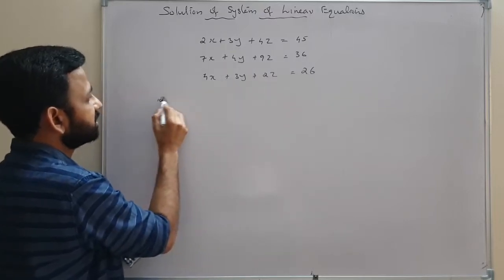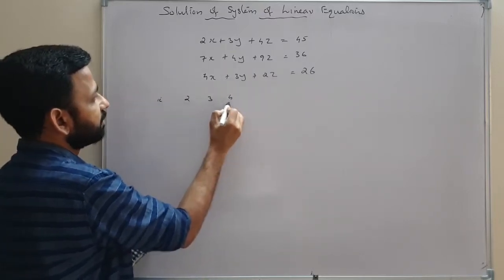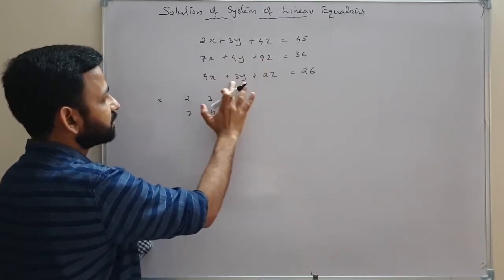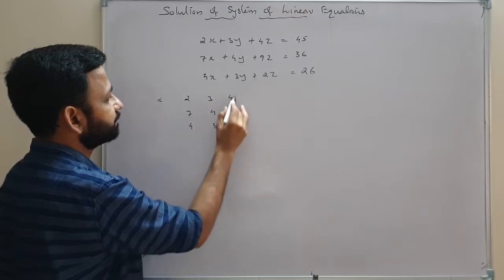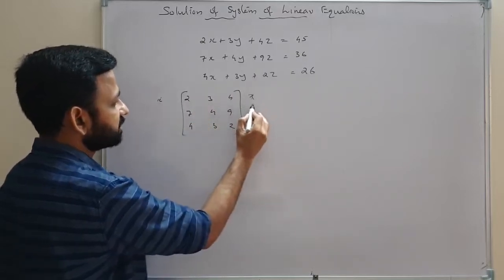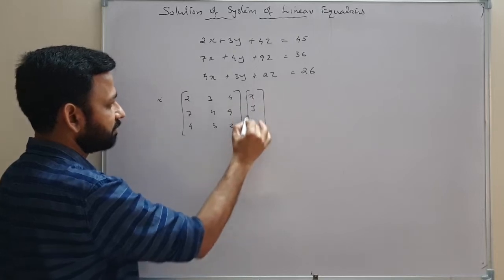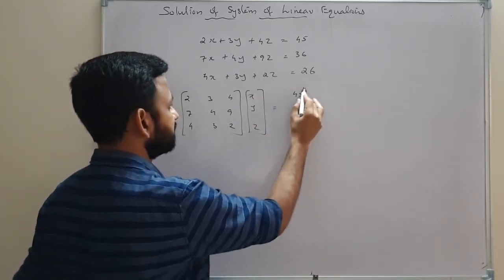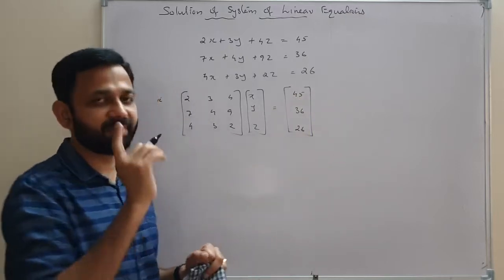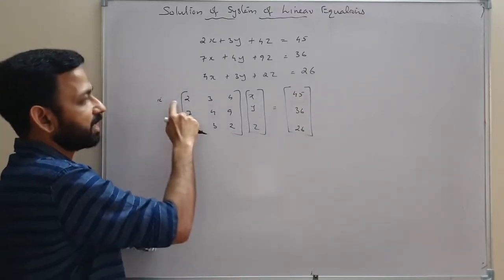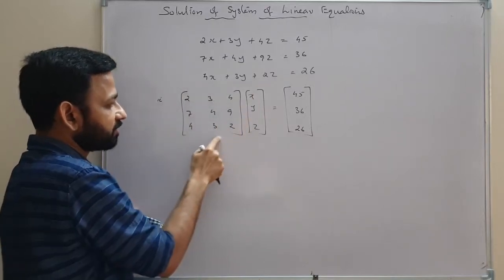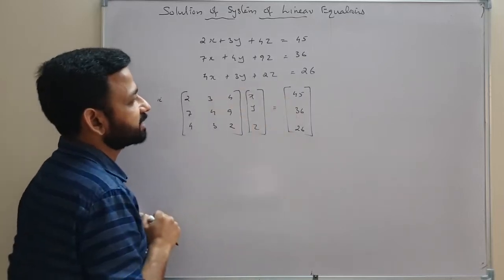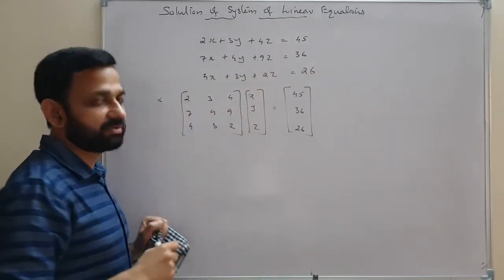So we can write the matrix 2, 3, 4, 7, 4, 9, 4, 3, 2, then the column matrix x, y, z, equal to the column matrix 45, 36, 26. That is the corresponding matrix equation, because when we find the product of these two matrices and equate the corresponding elements, we will get those equations.